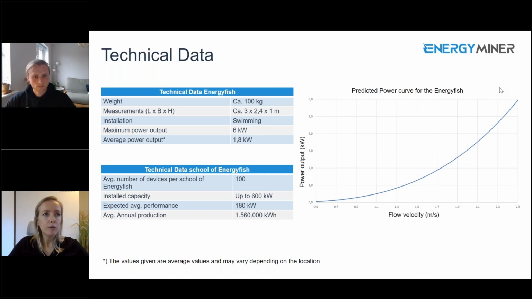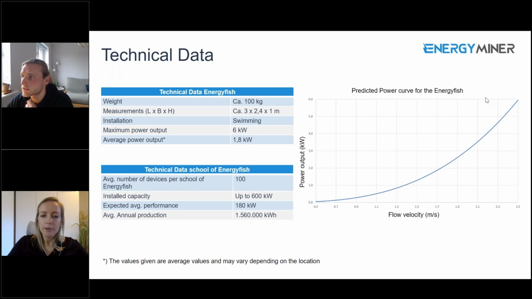For instance, if you think about the Rhine River, there we have a lot of sections flowing at 1.8 meters per second, which is sort of optimal conditions. And that then gives us an expected average performance of between 180 and 200 kilowatts.